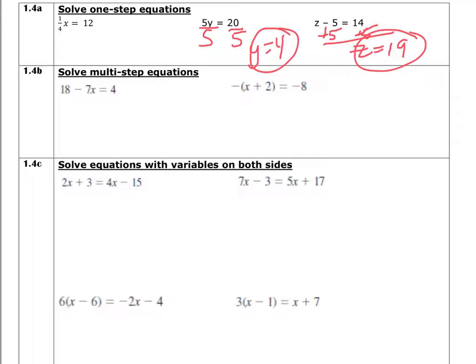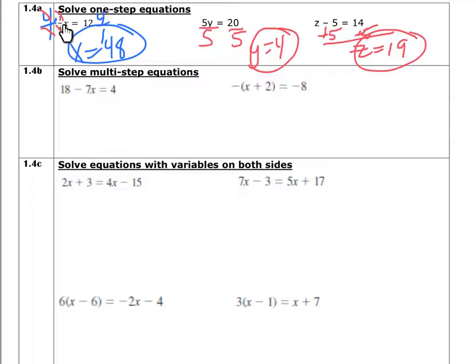A nicer way, though, is to actually multiply by the reciprocal of the fraction. The reciprocal of 1 over 4 is just 4 over 1. So if you multiply both sides by 4 over 1, 4 divided by 4 is 1, 1 divided by 1 is 1, so the x clears out. So all you end up doing is 12 times 4, which is going to be 48. So the answer here, x is going to be equal to 48.